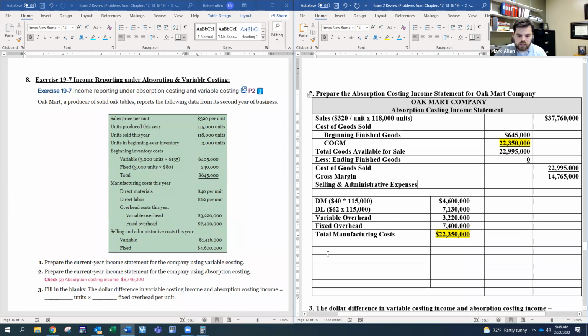Now we need to back out our selling and administrative expenses. And to do this, we're going to need some extra room down here. So in this case, we're just going to take the 1,416,000 plus 4,600,000, and that is going to be $6,016,000. So this 6,016,000, I'm just going to highlight with some color. Let's see here. We'll do green, that's fine. So $6,016,000, and that's just coming back to right there. Okay, at this point, you're ready to go. You've got your net income, and your net income is just going to be that difference, $8,749,000.